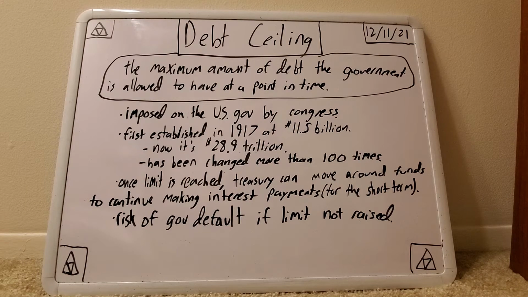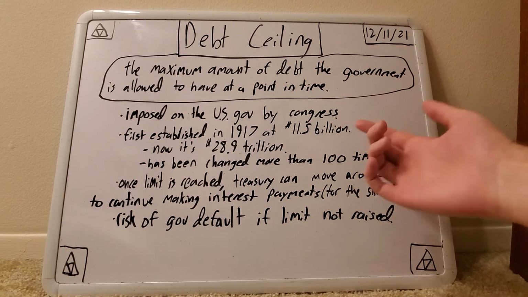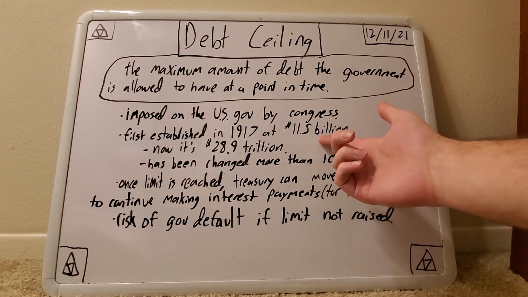So, the debt ceiling is the maximum amount of debt that the government is allowed to have at a specific point in time. I'm going to be framing this in terms of the US debt. That's what I'm going to be going over today. The debt ceiling itself is imposed on the US government by Congress, and it was first established in 1917. And the first debt ceiling was actually only $11.5 billion.